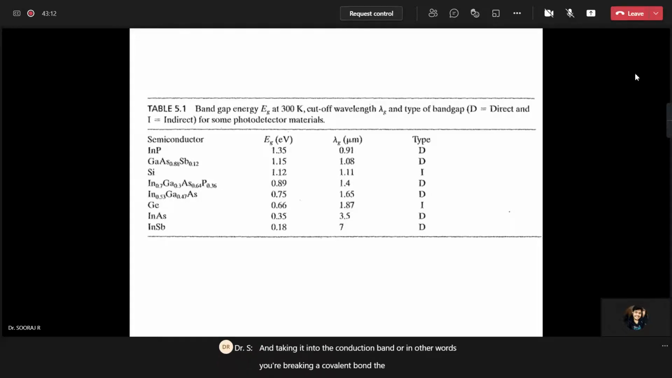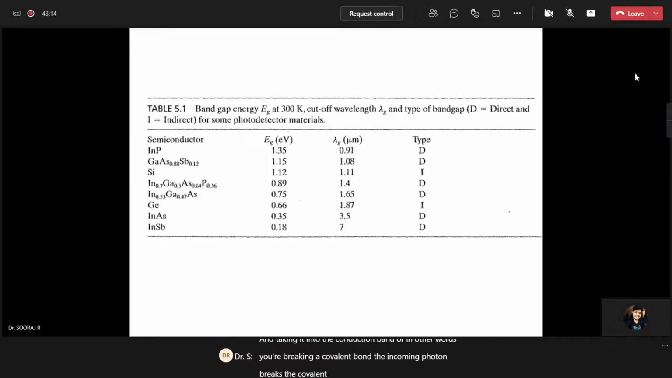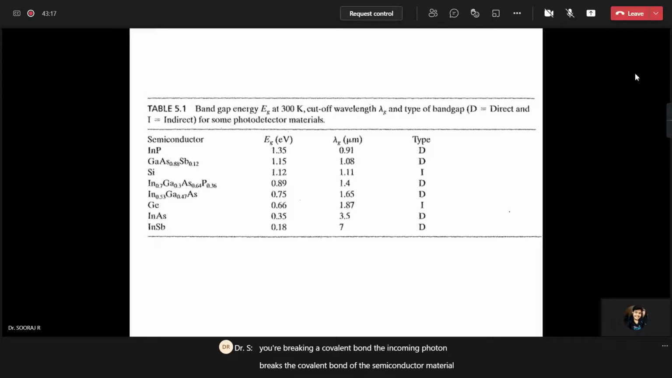The incoming photon breaks the covalent bond of the semiconductor material, creating a free electron and a hole. That process is more efficient in the case of direct bandgap materials, and therefore we always prefer direct bandgap materials for making photodetectors. However, in some cases we can even use silicon and germanium as well. Even though they are indirect bandgap, they can be used, however, their responsivities are going to be small. The advantage is that silicon and germanium photodetectors are cheap.